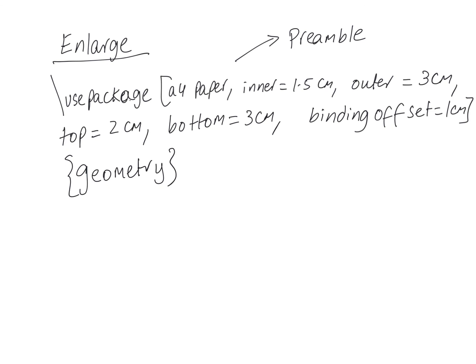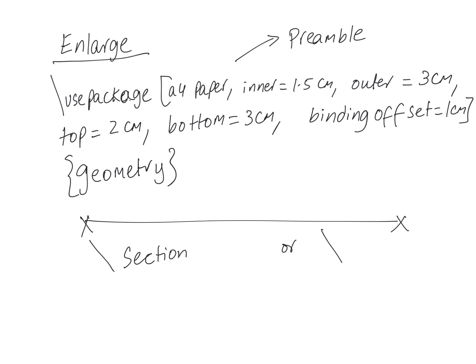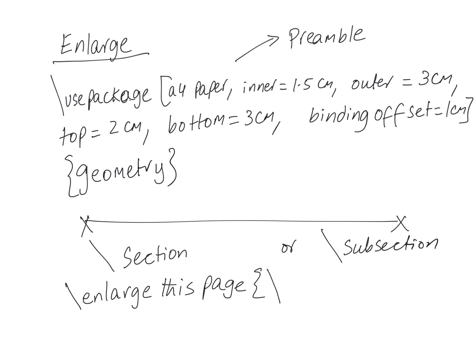Now to enlarge the page, after the subsection line or section line, put this. So wherever you see section or subsection, whatever code you have, add this to it: enlarge this page and baseline skip. And see what this does to your code.